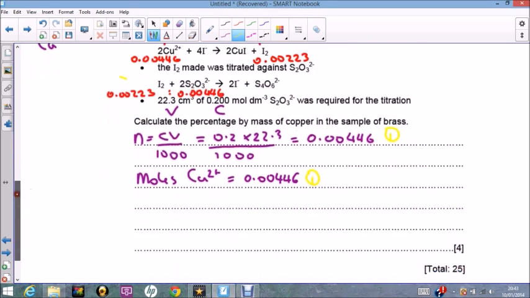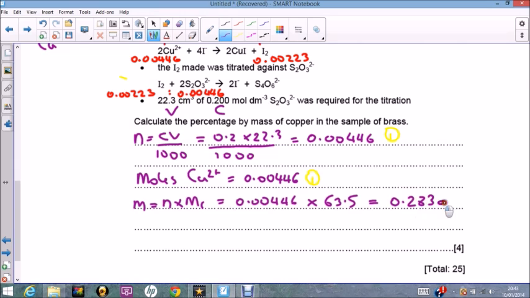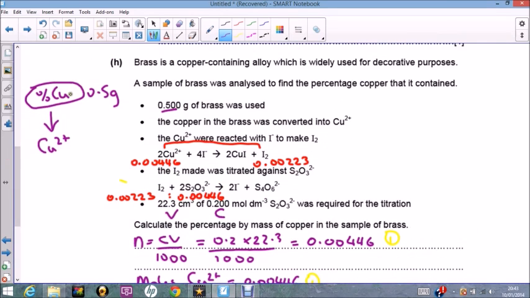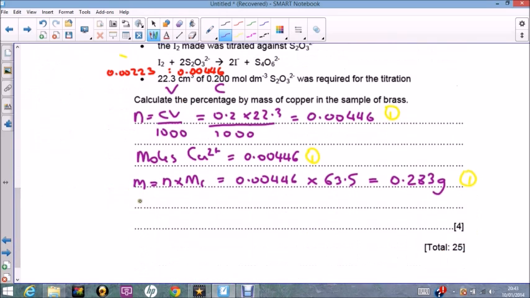Now we're just going to use standard moles calculations. So I want to know the mass of copper, so I'm going to use n times Mr. Where's my n? So on the Mr of copper. So now I know the mass of copper, that's my third mark. And then finally, if I know the mass of copper and I know the mass of the sample of brass, I can find the percentage. So it's saying this whole thing weighs 0.5 grams. There's only 0.283 grams of copper in there, so what's the percentage of the copper?